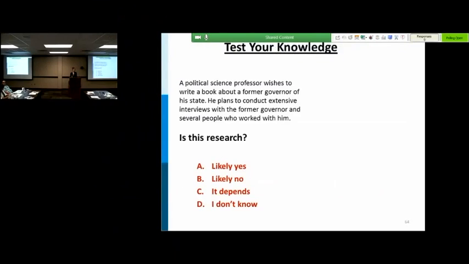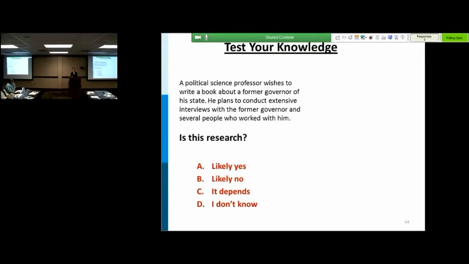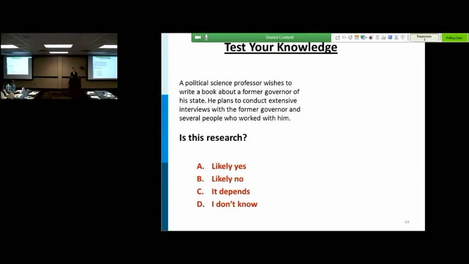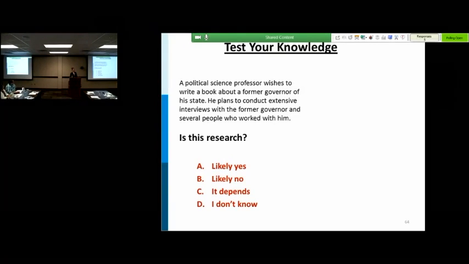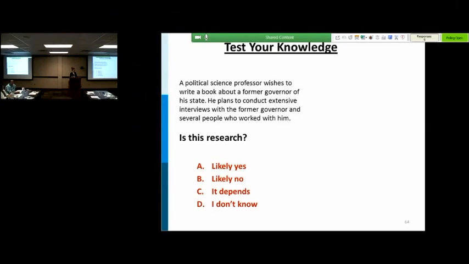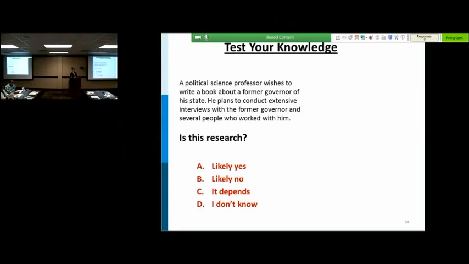Okay, some more clicker questions to demonstrate your knowledge about the new carve-outs. A political science professor wants to write a book about the former governor of his state. He plans to conduct extensive interviews with the former governor and several people who worked with him. Would this be considered research under the revised common rule?